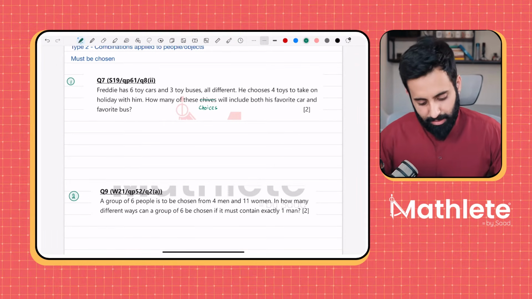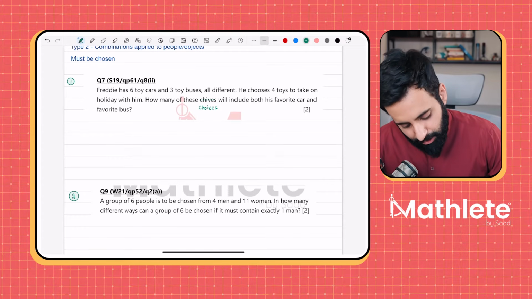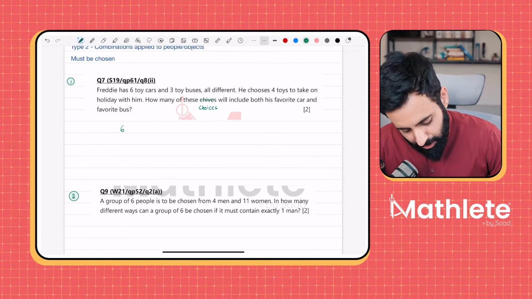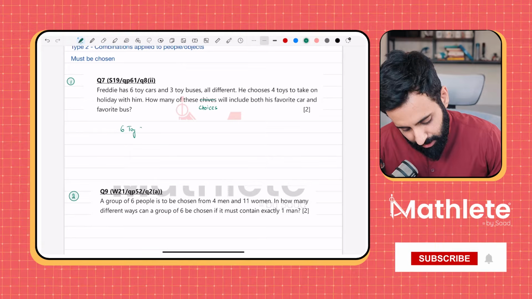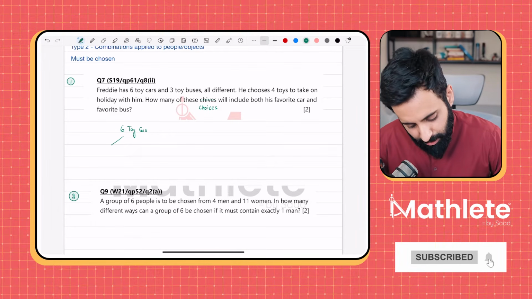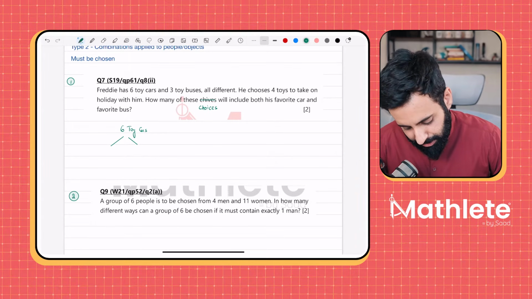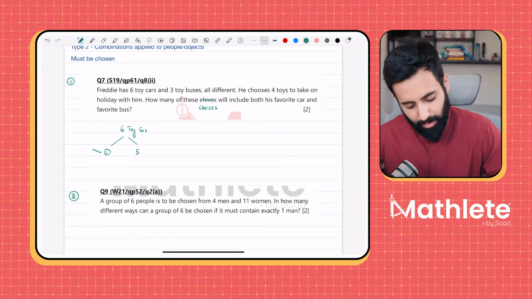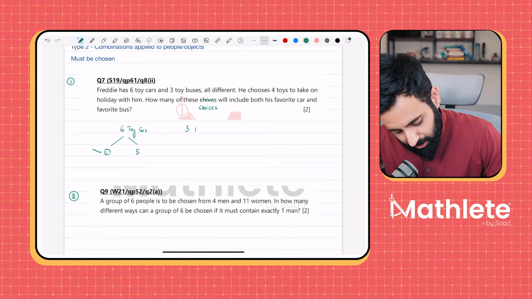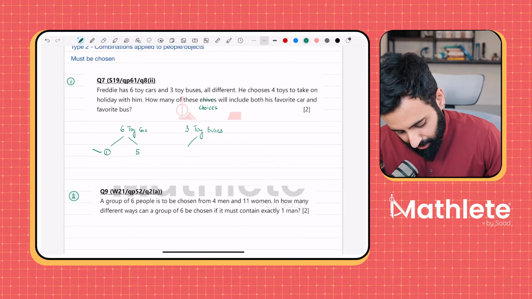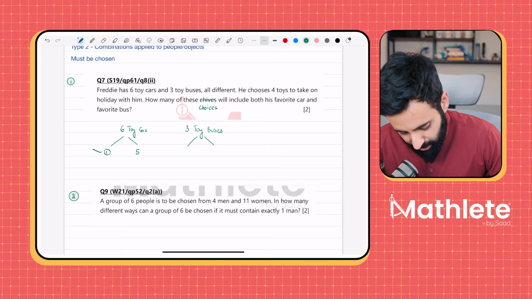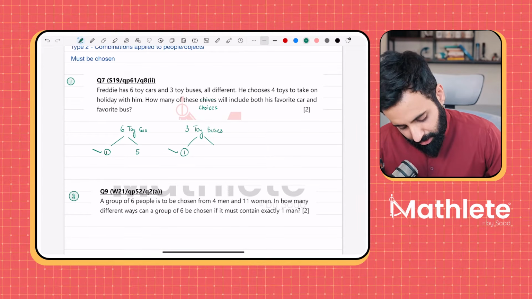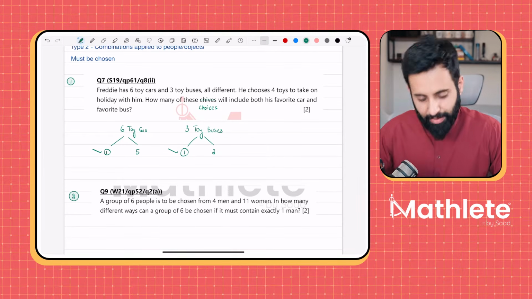So how do we approach such a question? Here's a standard way to approach questions like these. First of all, let's look at the number of toy cars that he has. He has 6 toy cars. Amongst these 6 toy cars, there's one which is his favorite, so that means this one he's already selected. Now he has 5 remaining. Let's talk about the toy buses. He has 3 toy buses, and amongst these 3, there is one which he will select no matter what. So we're just going to put a check mark, and there are 2 that are now left.